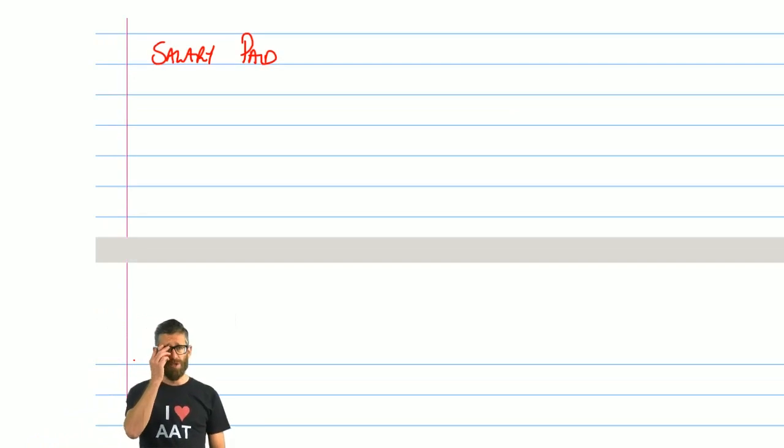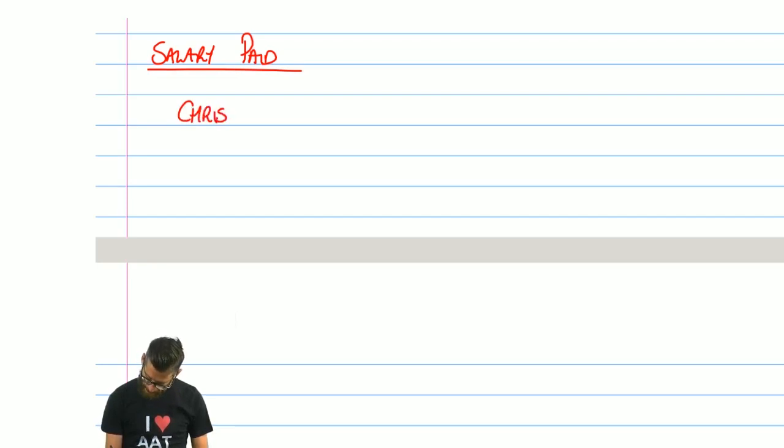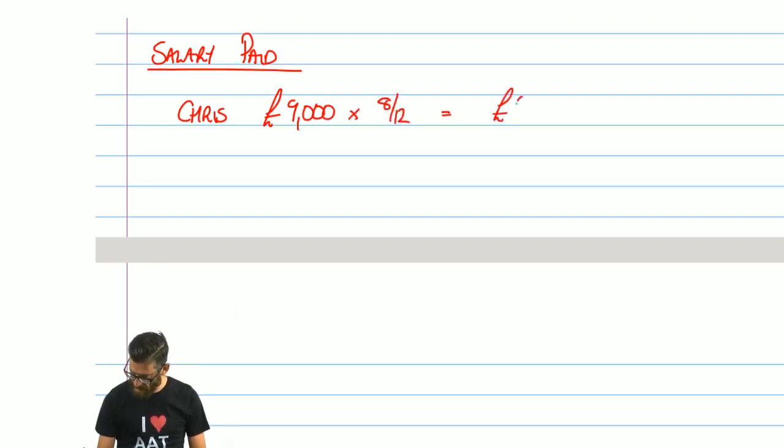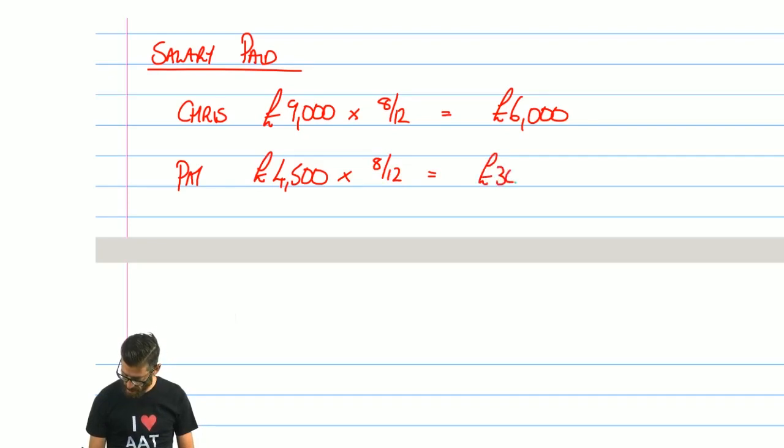So, the salary paid. Chris gets 9,000. But that 9,000 is per annum, so we pro rata and we declare 6,000 to Chris. Pat, poor old Pat, he gets 4,500, only half the amount. Again, times 8/12, and that should give us 3,000, giving us a total of 9,000.